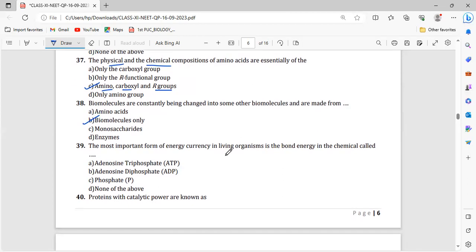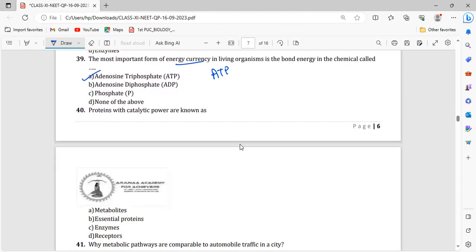The most important form of energy currency. The energy currency is always ATP, adenosine triphosphate, which is a nucleotide. Then 40.